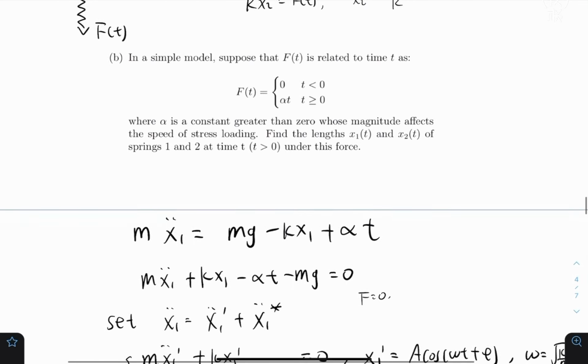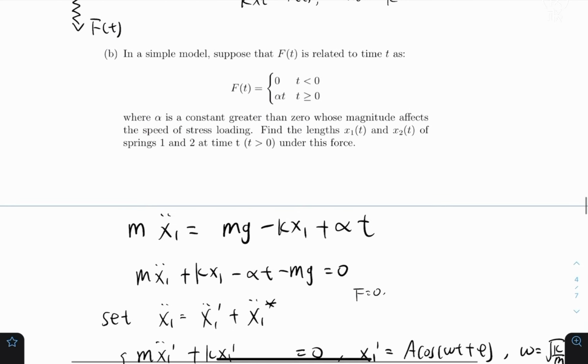And now let's move on to question B. For this one, we have f(t) equal to this when t is greater than 1, while it is equal to 0 when t is less than 1, right? And it is asking us to find the value of x1 as a function of t and x2 as a function of t. So how do we do this?